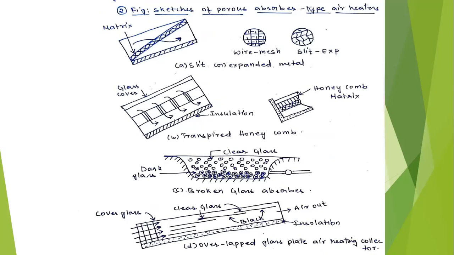These are the sketches of porous absorber type air heaters. We are going to this second type because we have some disadvantages in non-porous absorber type air heaters. The main drawback of the non-porous absorber plate is the necessity of absorbing all the incoming radiation over the projected area from a thin layer over the surface, which is in the order of only a few microns.